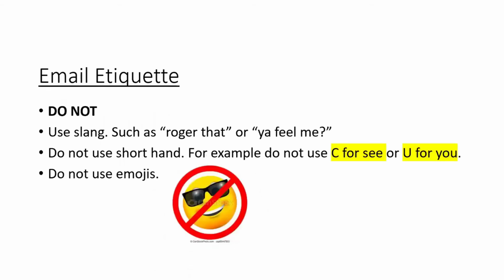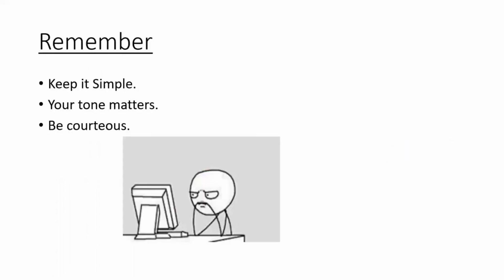A few things to not do during emails are as follows. Do not use slang such as "Roger that" or "you feel me" or any other type of slang. Do not use shorthand. For example, do not use the letter C for the word see or the letter U for the word you. And under no circumstances ever use emojis in emails.